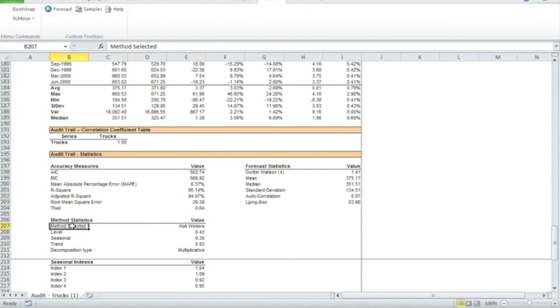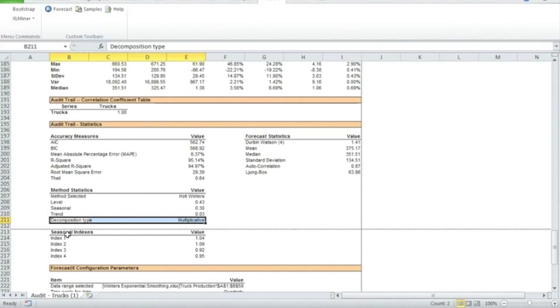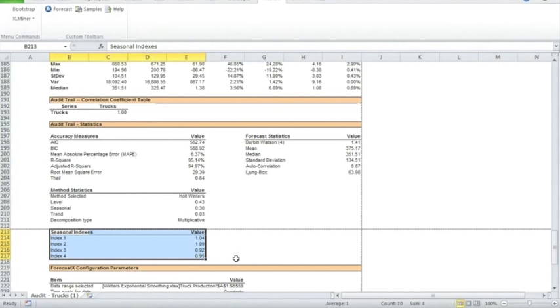You'll notice that in the method statistics, we can see that we used a Holt-Winters exponential smoothing model, and you'll see all three of the smoothing constants given. In addition, we're told the particular type of decomposition that was used to calculate the seasonality. There's one extra table in the Holt-Winters exponential smoothing model, and that involves the seasonal indices. If we're given a multiplicative type of decomposition, these numbers will be slightly above 1 or slightly below 1. And they tell us exactly what type of seasonality occurred in each quarter of the year.